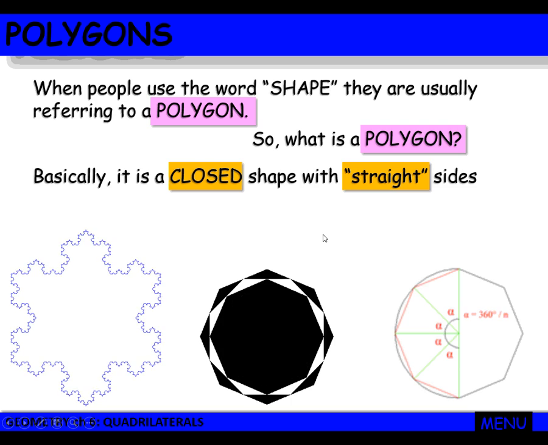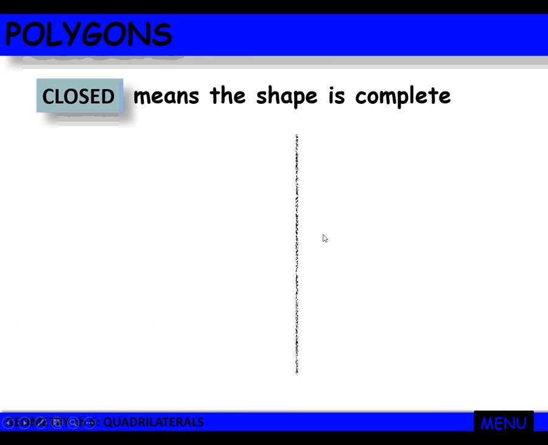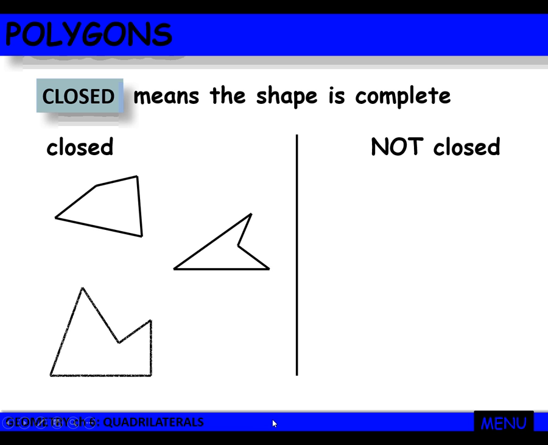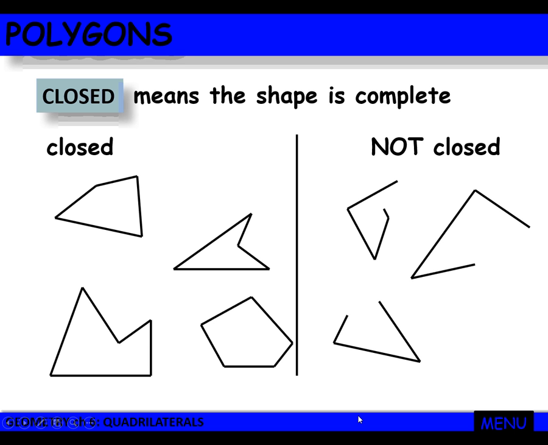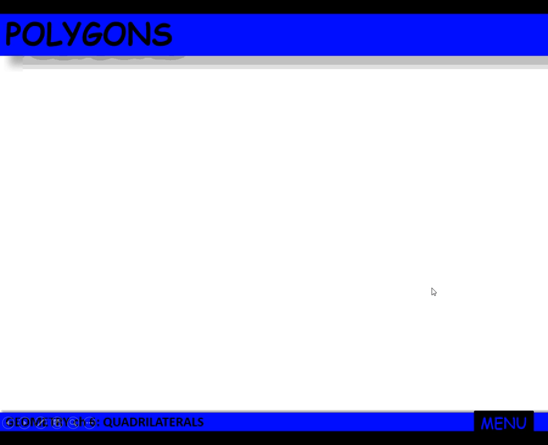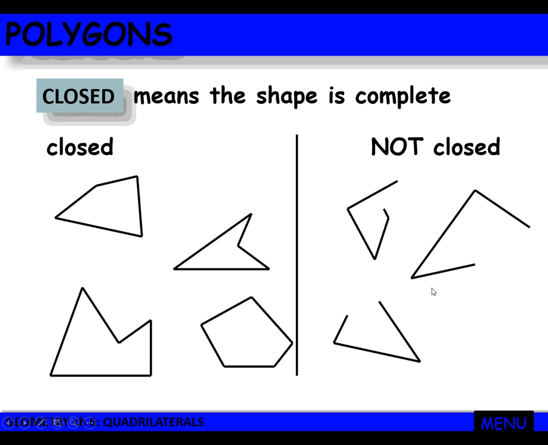What does that mean? Well, real simple. Closed means the shape is finished. It's completed. It's easier to show you than to explain it, but on the left here, these are examples of closed, completed shapes. But on the right, these are not closed shapes. We don't like these ones that have little gaps in them that aren't finished, so we don't use these. We only talk about closed shapes.